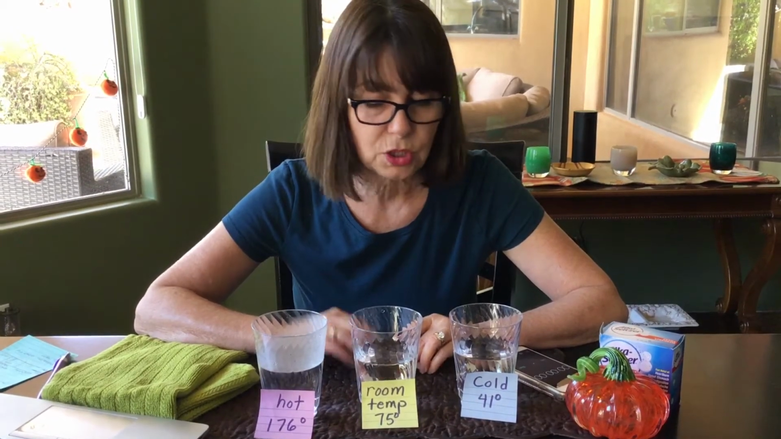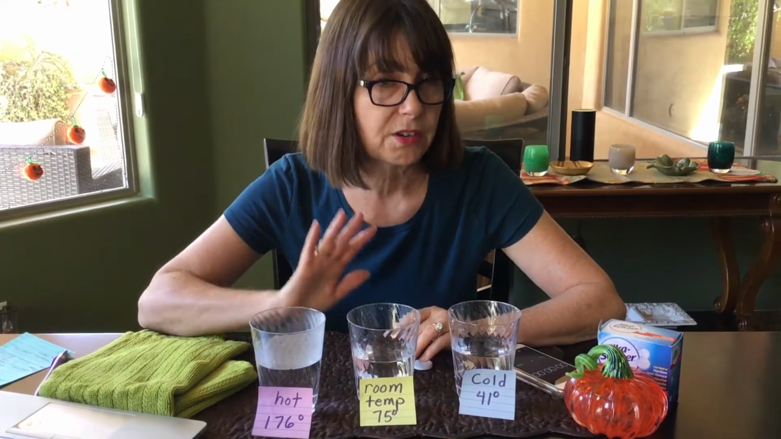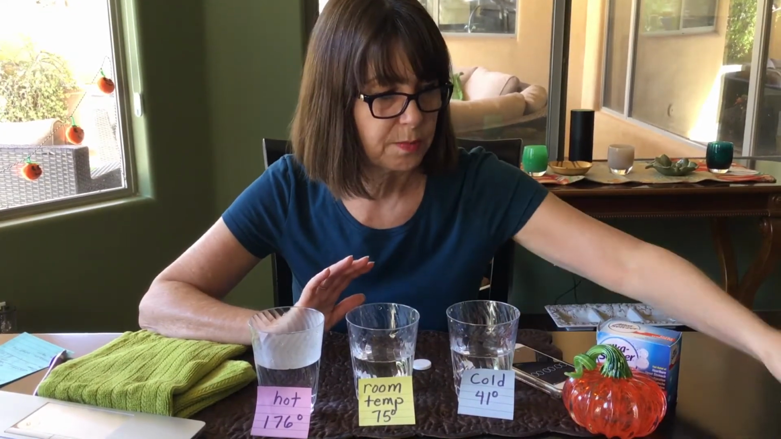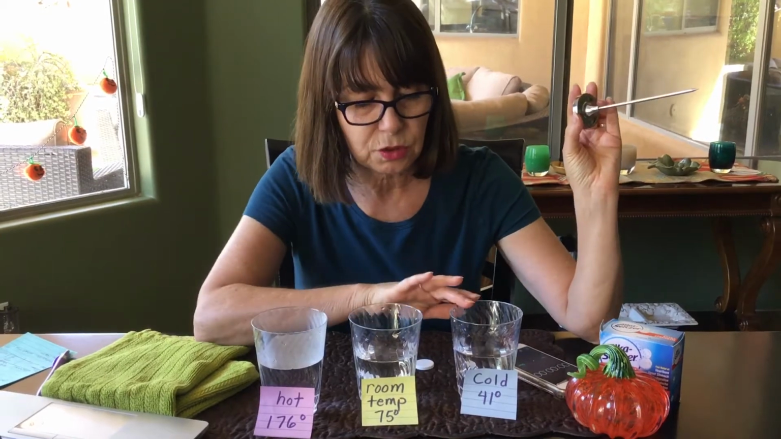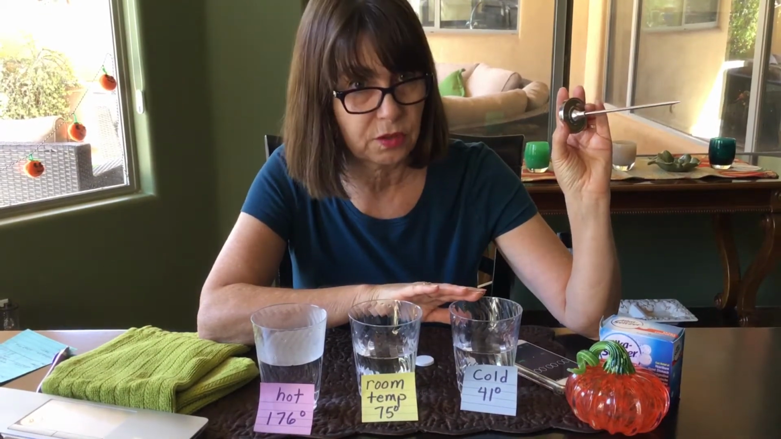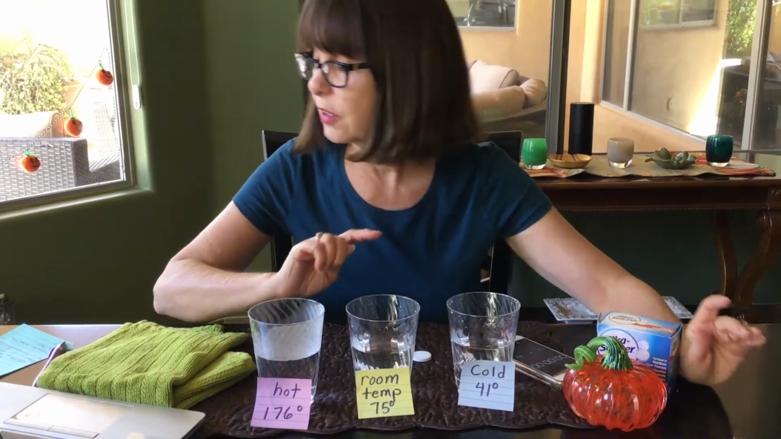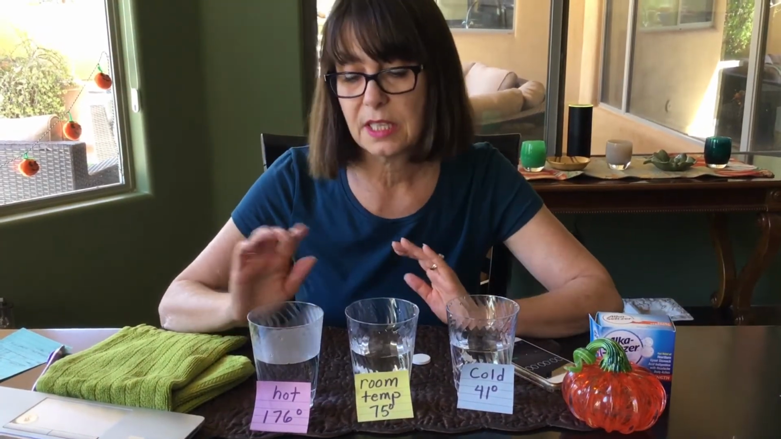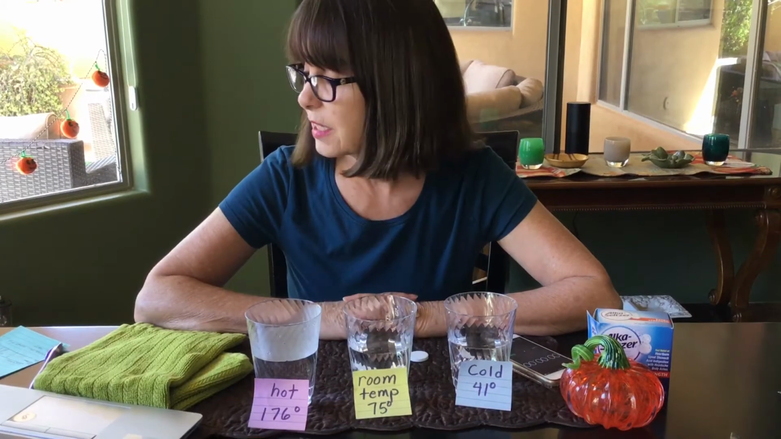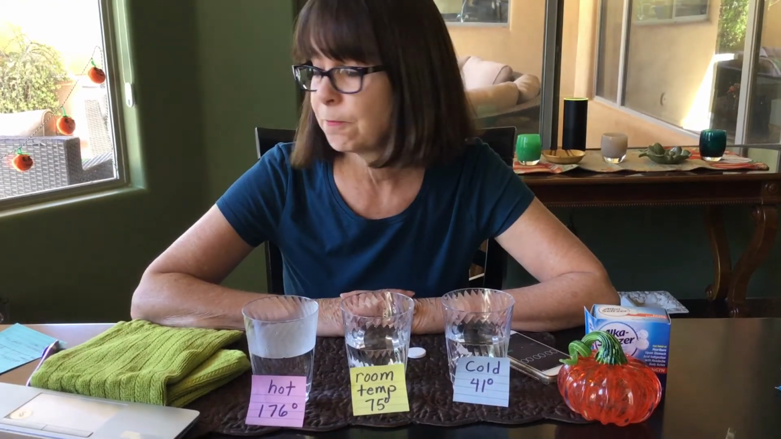So what I have here is 3 cups of water, and I've already done their temperatures with my thermometer. The first water is the cold water, and that's 41 degrees. The middle water is the room temperature water, and that's at 75 degrees. And our hot water is at 176 degrees.